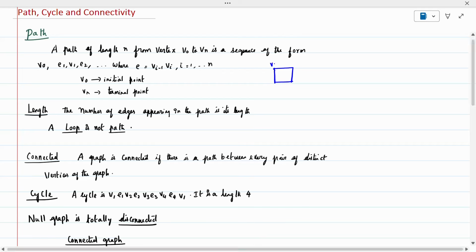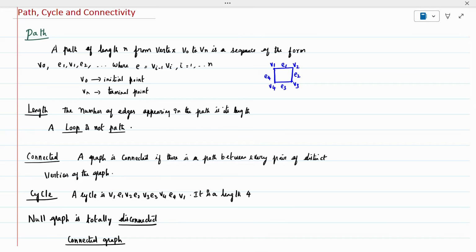So one vertex, then the corresponding edge e1, then the second vertex and edge e2, the third vertex and edge e3, and the fourth vertex and edge e4. This full form is called a path. Here v0 is the initial vertex and vn is the terminal point. Length is the number of edges appearing in a path. Always remember that a loop is not a path.